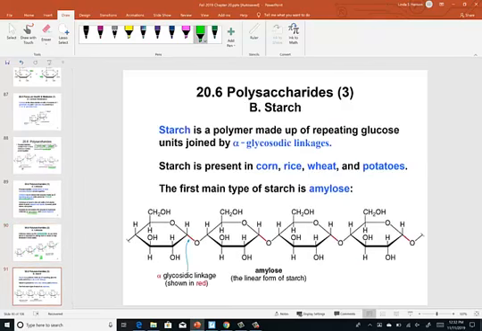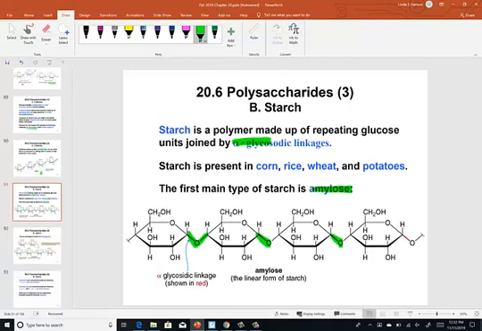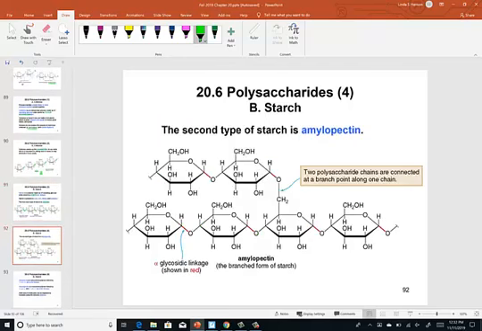Starch is a polymer made of repeating glucose units joined by an alpha glycosidic linkage. That means they'll be pointing down. So the glycosidic linkage of starch in a repeating pattern. This is a molecule of amylose. The first main type of starch is amylose, and we find that in corn, rice, wheat, and potatoes, some of the main food sources for starches, especially potatoes. But here you notice that it is an alpha glycosidic linkage.